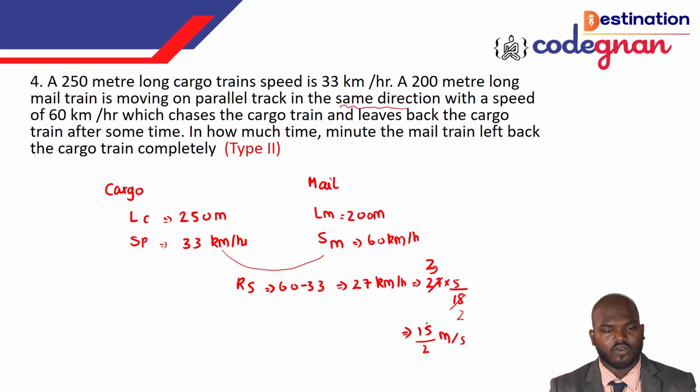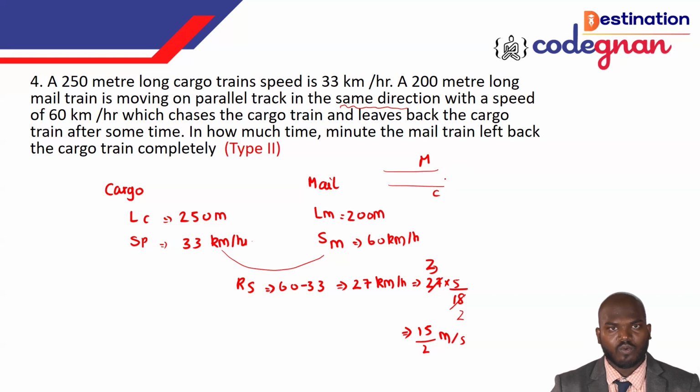So what are they asking? Now I converted everything. The mail train is chasing the cargo train. The cargo train's speed is much slower than the mail train. That is the logic, because the mail train will stop at every place, while the cargo train never stops; once started, it will reach the destination, and only then will it stop. The cargo train is not for people who are traveling. The mail train is for people who want to travel.